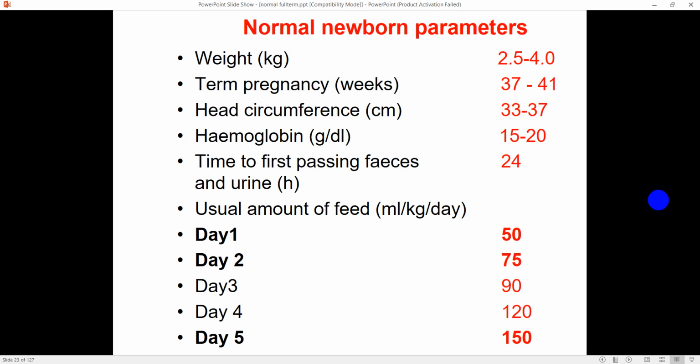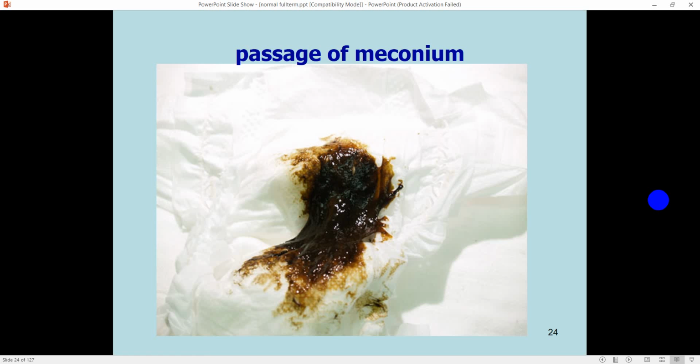OFC, head circumference, is between 33 to 37 centimeters. Hemoglobin is between 15 to 20 grams per deciliter. The time of passing meconium and urination is within 24 hours. And he needs an amount of feed, in ml per kg per day: 50 on the first day, 75 on the second day, 90 on the third day, 120 on the fourth day, and 150 ml per kg per day on the fifth day of life.